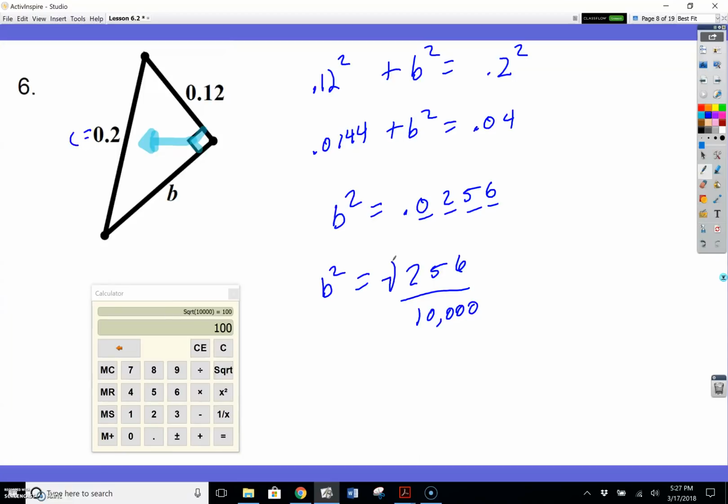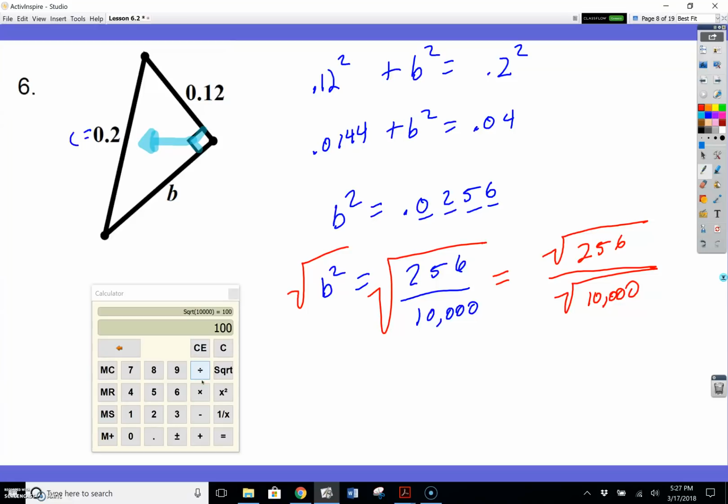So if you were to take the square root, let me take a step back. You're still going to take a square root of both of them. Whenever you take the square root of a fraction, you're essentially taking the square root of the numerator and the denominator.